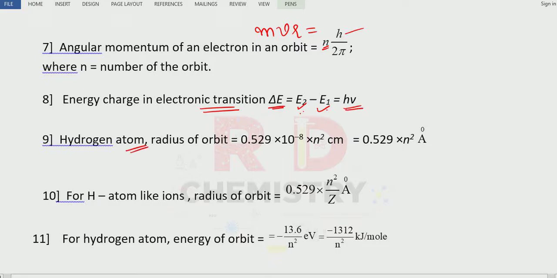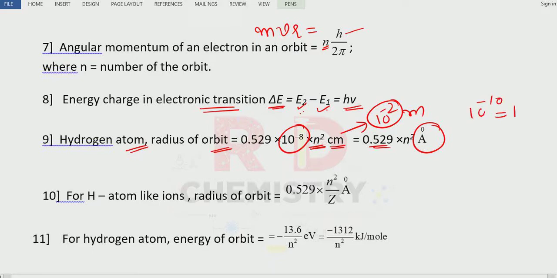For hydrogen atom, the radius of the orbit is equal to 0.529 into 10 power minus 8 n square, where n is the shell number, in terms of centimeter, or in terms of angstrom units, 0.529 n square angstrom. So the centimeter is equal to 10 power minus 2 meter. So 10 power minus 8 times 10 power minus 2 becomes 10 power minus 10, which is nothing but 1 angstrom unit.